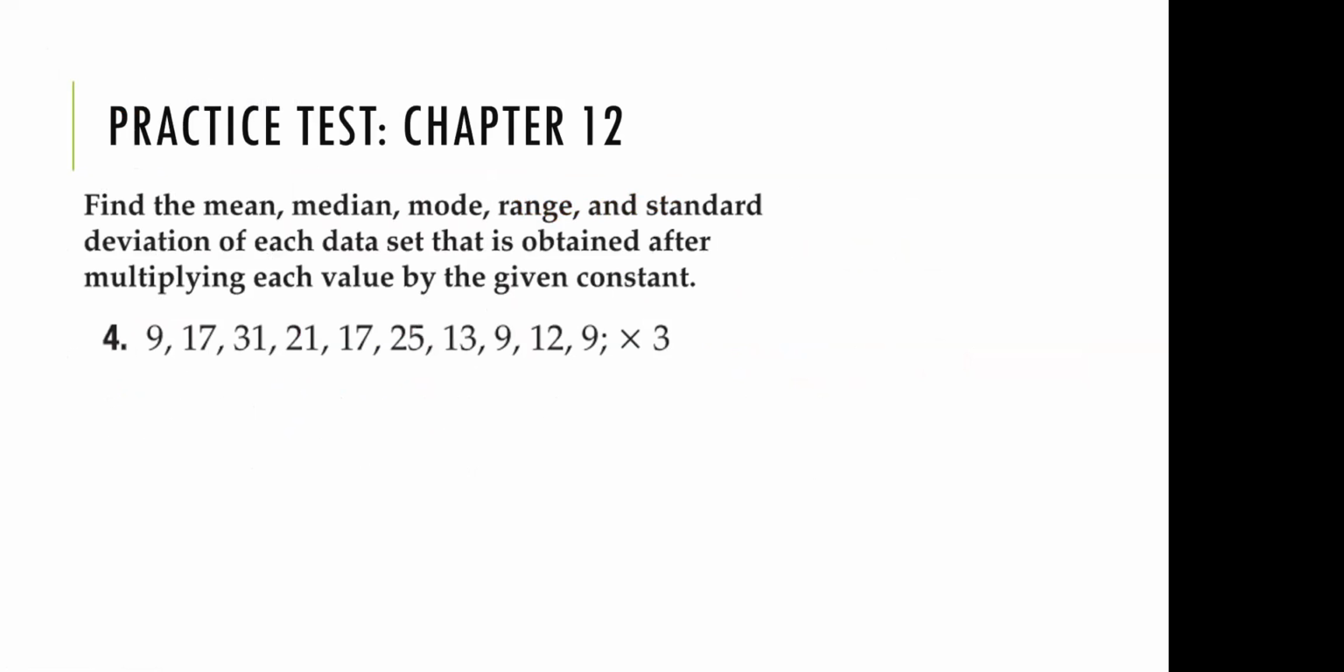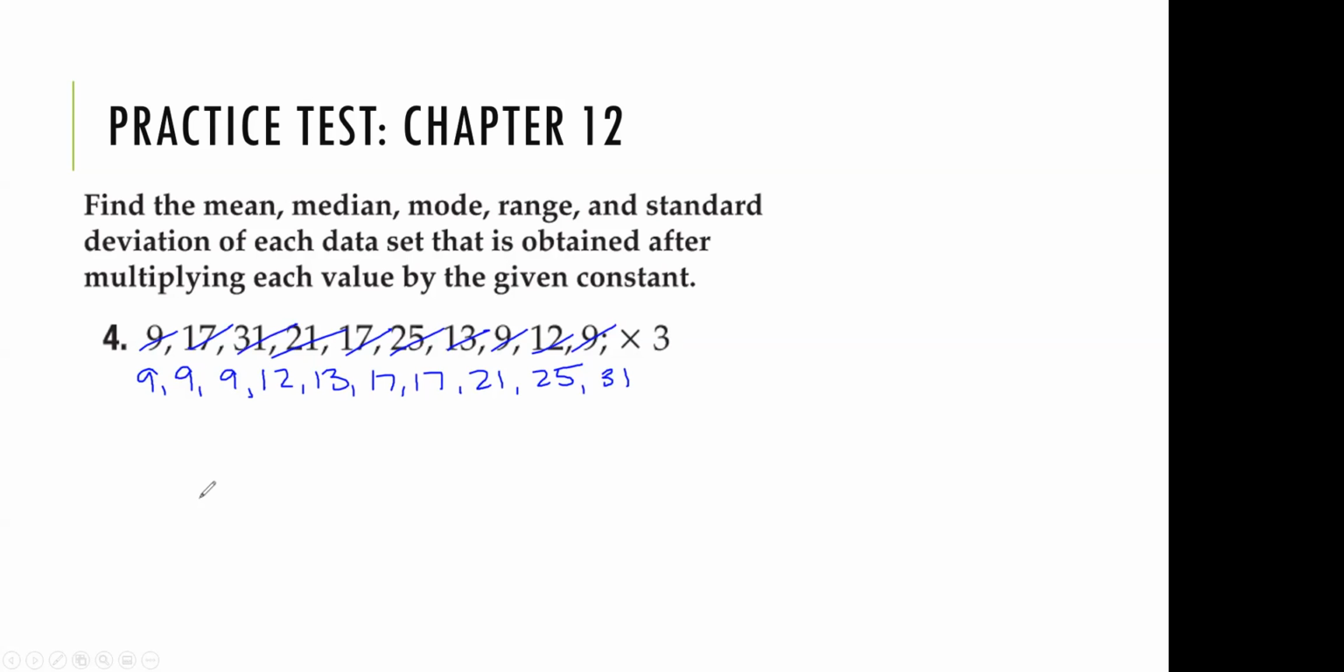Okay? So here it says to find the mean, median, mode, range, and standard deviation of each data set that's obtained after multiplying each value by the given constant. Okay, so the first thing I want to do is put my data in order from least to greatest. Okay, and as I'm doing that, I'm going to cross each set of data off so that I know that I already accounted for that set of data. Okay, so we've got 2 17s and also 21, 25, and 31.